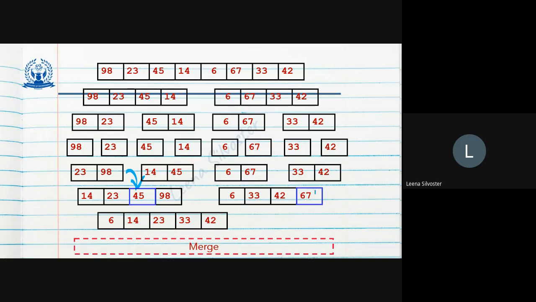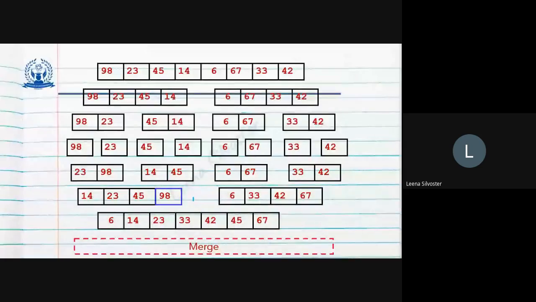Pointer is at 45 here, and 67. Compare 45 and 67. Which is smallest? 45. 45 is moved. Now 45 is used. So the pointer is moved to 98. So we have to compare 98 and 67. Okay, what is the next step? Compare. The smallest is 67. So move it.